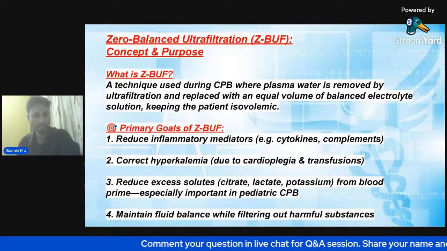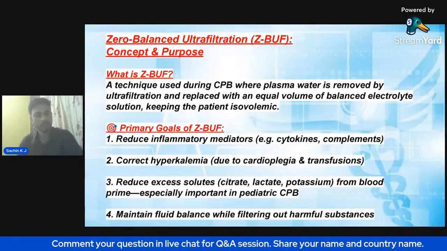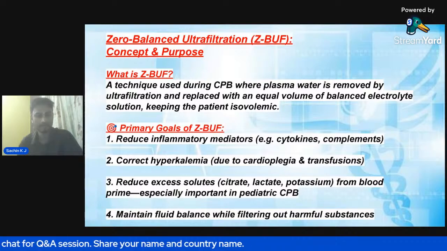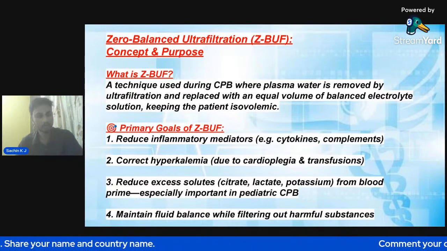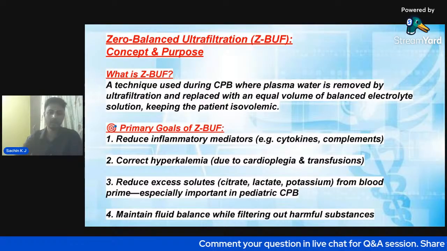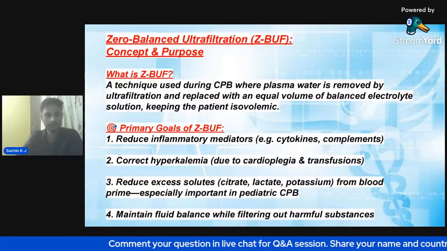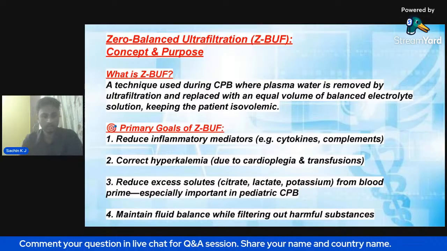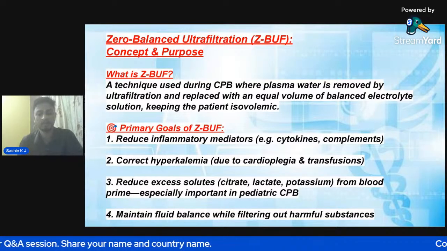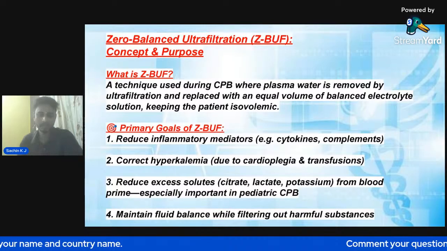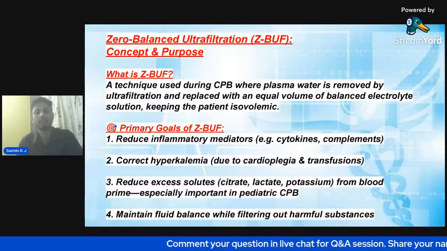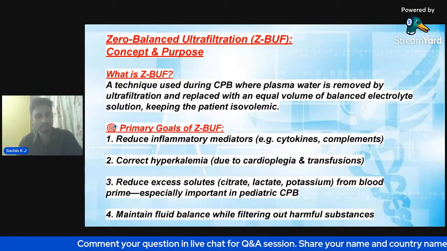Primary goals of ZBUF. ZBUF reduces inflammatory mediators, for example cytokines and complements. And one more thing, after delivery of cardioplegia and after transfusing PRBC or other blood products, it will correct the hyperkalemia. It will reduce the excess solutes like citrate, lactate, and potassium from the blood prime, especially important in pediatric CPB. It maintains fluid balance while filtering out harmful substances.